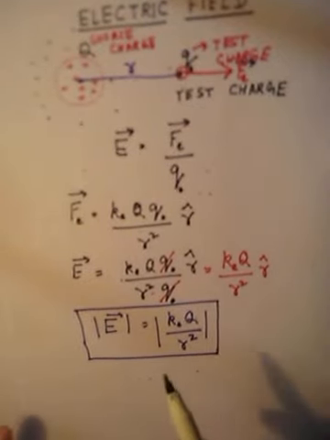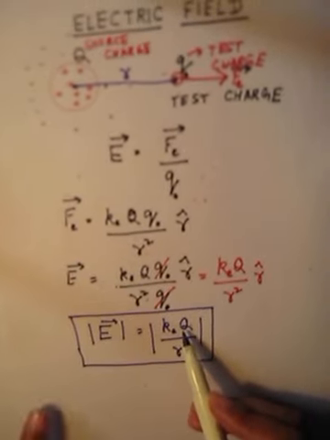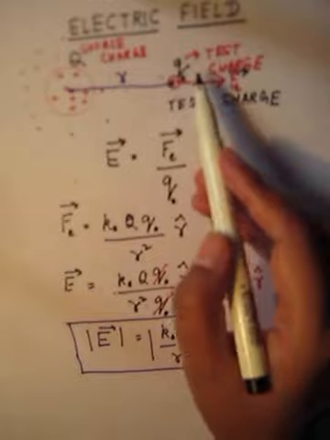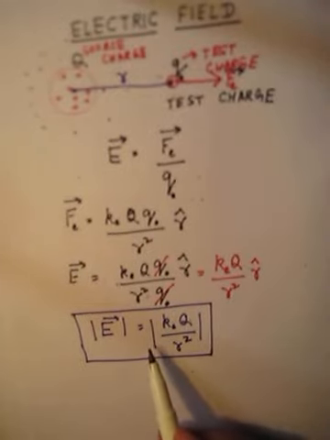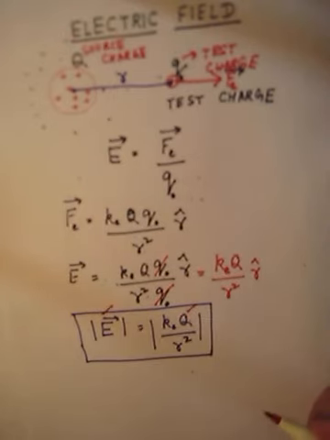So this means that the electric field depends only on the source charge. Even though there is no test charge, you will still have an electric field. So the electric field depends only on the source charge and not on anything else. Okay, that's all.